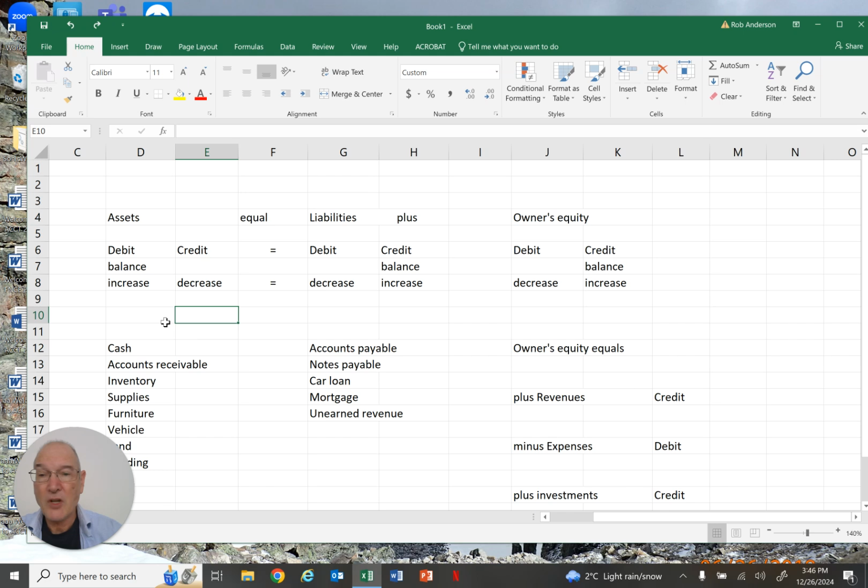Okay, so what that means then is that every time we have a transaction in accounting, there is at least one debit and at least one credit affected, and those two are equal. So debits remain equal to credits. And we have to look at how those work.